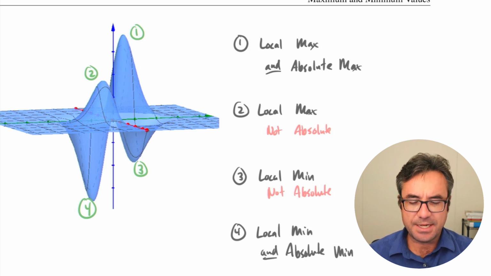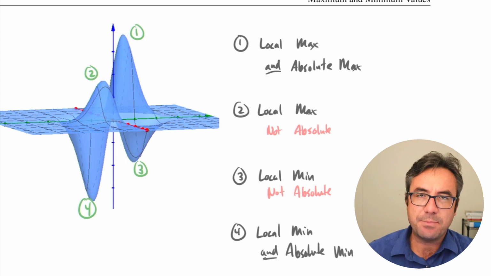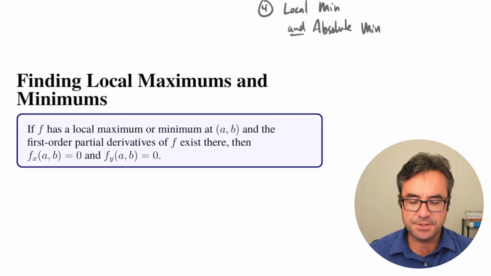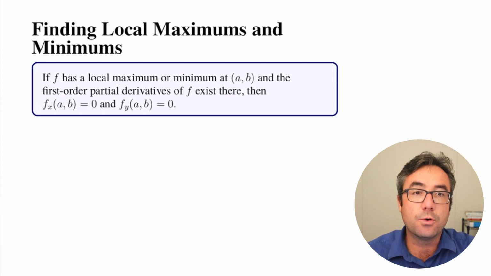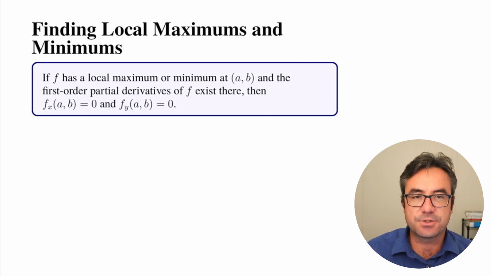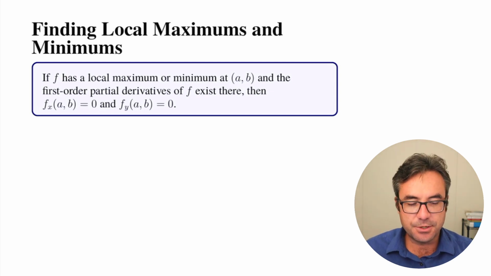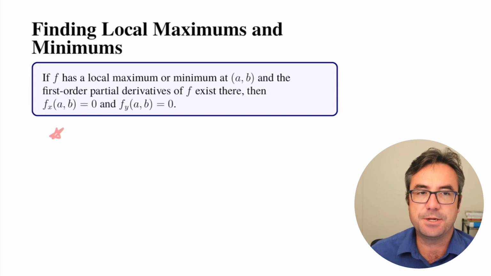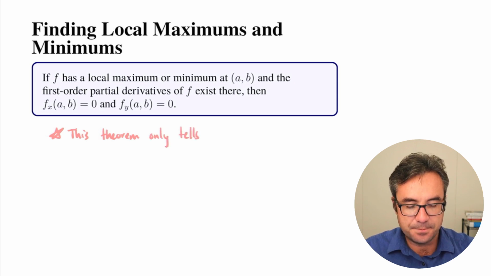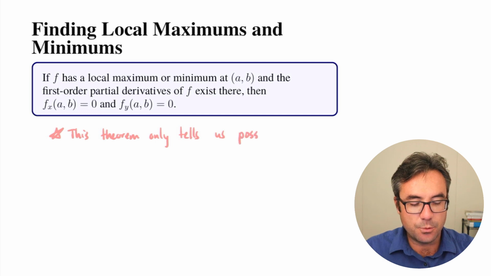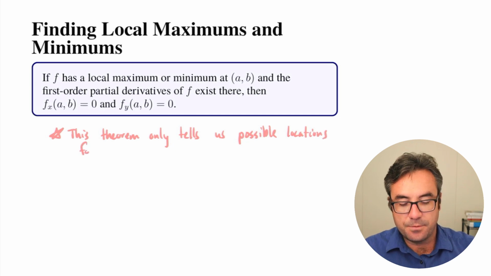All right, so now we want to see, how do we actually find these high points and low points? And we have a theorem here, and this tells us how to go about locating where we might have a max or a min. And it relates to the derivative. And one thing I just want to mention before we read through this is this theorem only tells us possible locations for a local max or min.